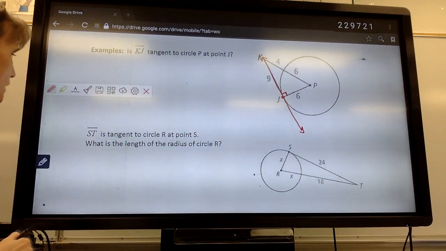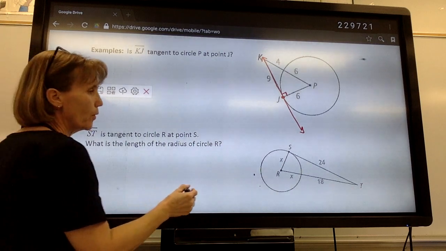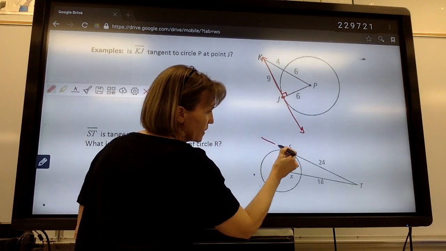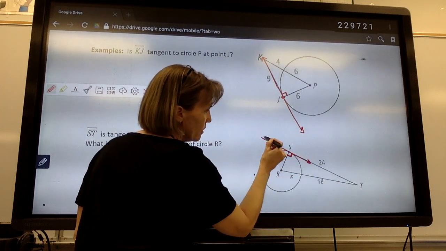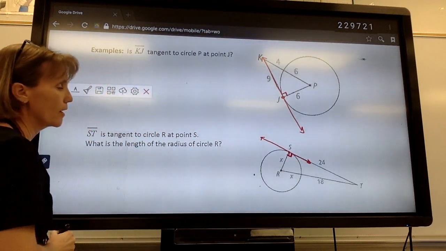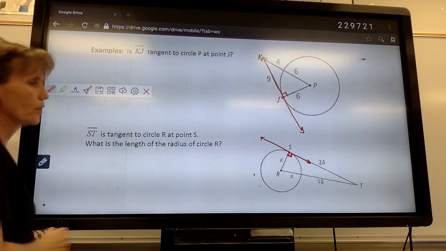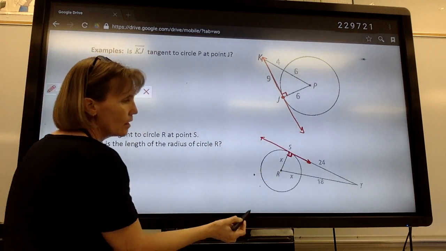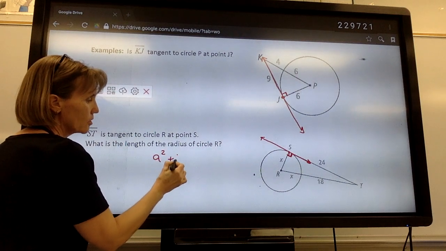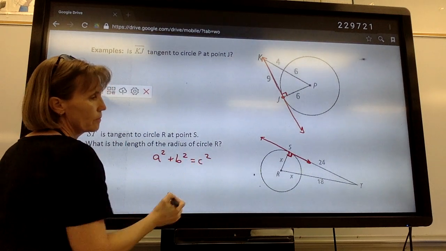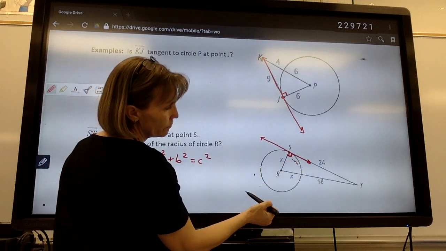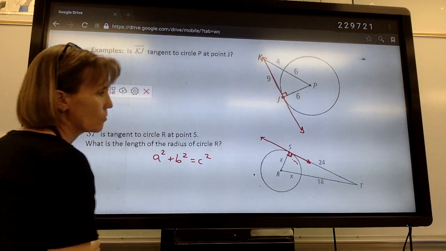Another question says ST is tangent to the circle R at point S. So that means this is a right triangle right here. If I extended this, this would be the line of tangency. So where the radius and that tangent line meet, that's a 90-degree angle. It says, what is the length of the radius? Notice that we're missing that length, but we have a right triangle, so I can use a squared plus b squared equals c squared. Which side am I missing? Well, let's see. Something's wrong with this drawing.